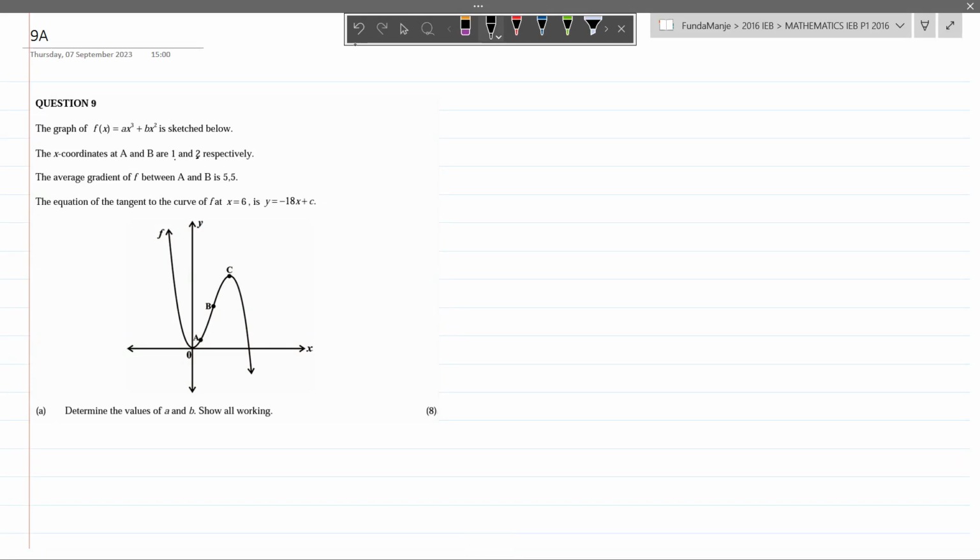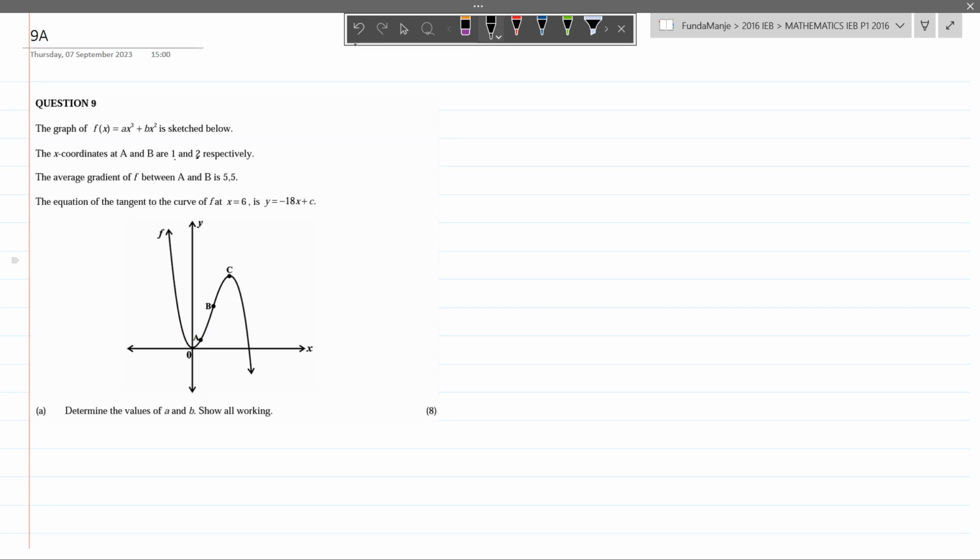Question 9 says the graph of f of x equals ax cubed plus bx squared is sketched below. The x coordinates at A and B are 1 and 2 respectively. The average gradient of f between A and B is 5.5, and the equation of the tangent to the curve of f at x equals 6 is y equals minus 18x plus c. Determine the values of a and b showing all working.